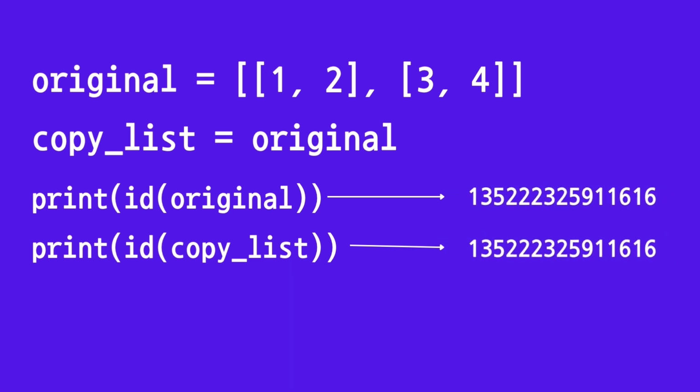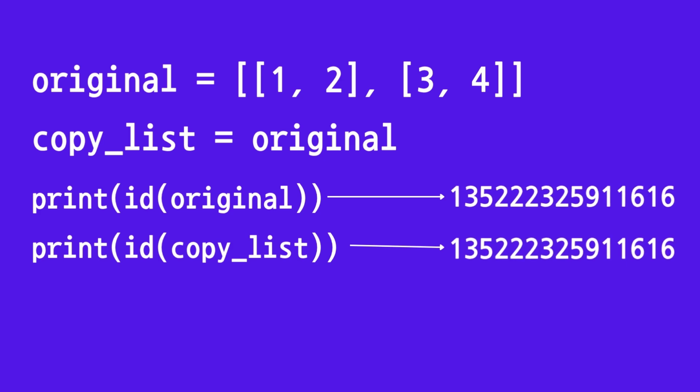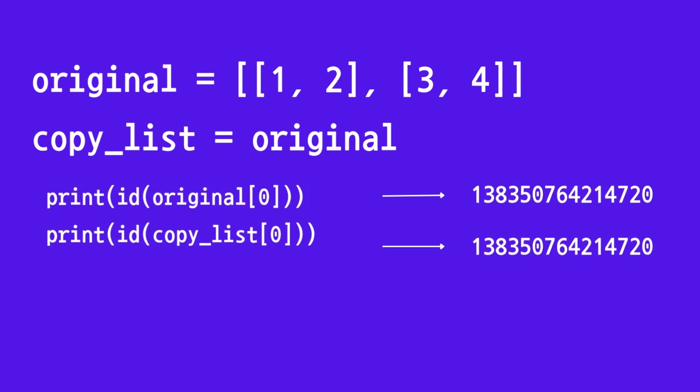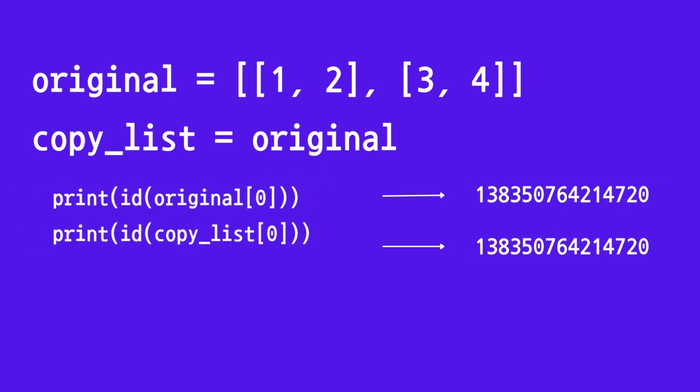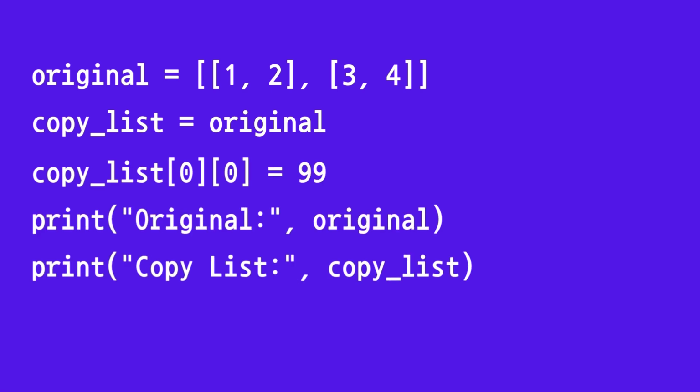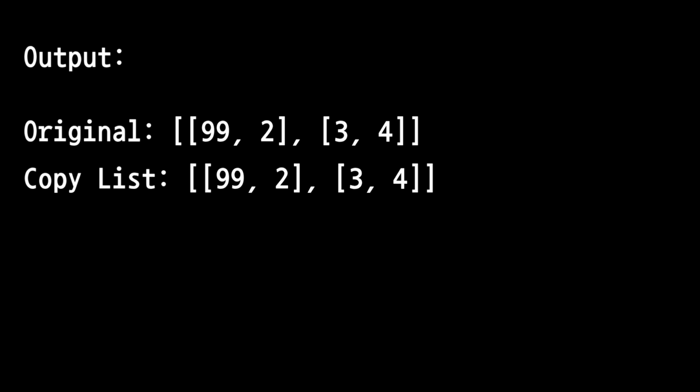Let's go one step deeper and check the ids of the inner lists too. Still the same. So now let's try changing something in copy_list and see what happens. Both lists show the same change. That's because they are still pointing to the same nested list inside.